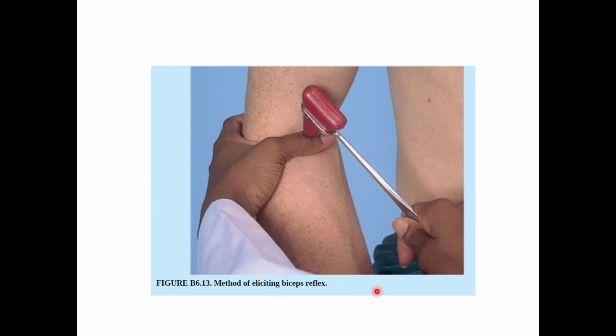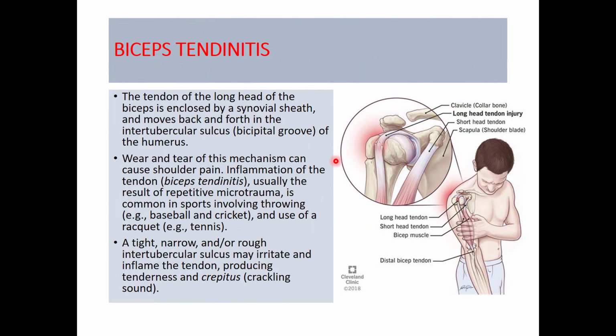See here in this diagram, the thumb is placed over the bicipital aponeurosis and the examiner. Then what will happen? The contraction of the biceps muscle will be there, which will show that the musculocutaneous nerve is intact because it is supplying the biceps muscle.